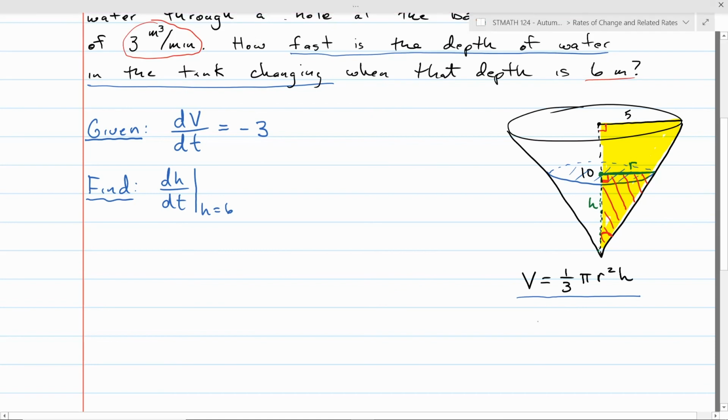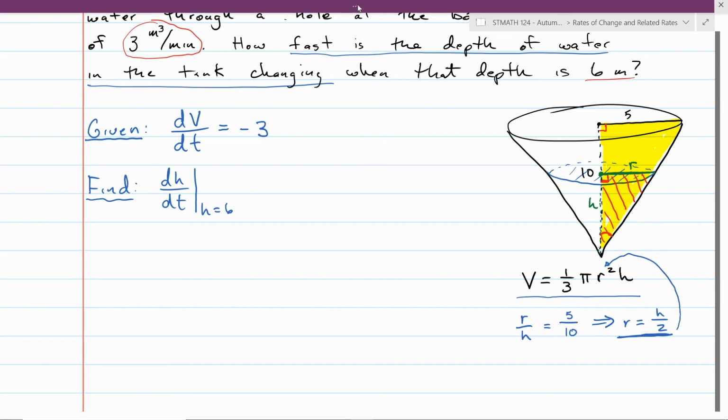So if I look at, say, R over H in the small triangle shaded red, that would have to be the same as the corresponding sides on the big yellow triangle, which would be 5 and 10. So that tells me I can solve for R in terms of H, and R is equal to H over 2. So there's a secondary relationship. In this particular situation, R is always H over 2, so I could just substitute H over 2 in place of R here.